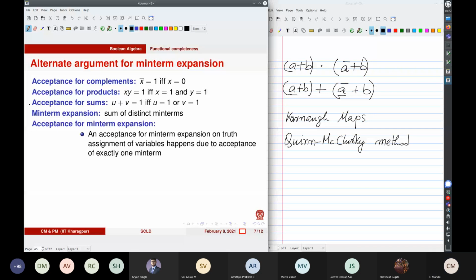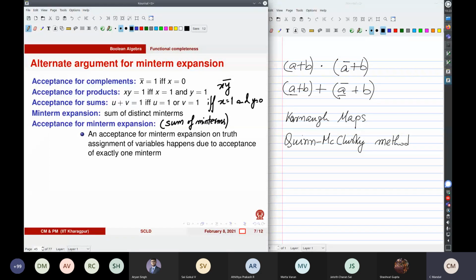So if you have a min term, the acceptance of a min term can be determined by the acceptance of the products. That means if you have a min term something like x y bar, this will be accepted if and only if x equal to 1 and y equal to 0. Anyway, that you can very well see. And the acceptance of a min term expansion, which simply means a sum of min terms, will of course go by the sum rule. That means if at least any one of the min terms is true.